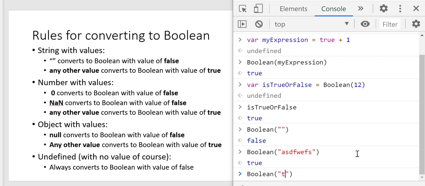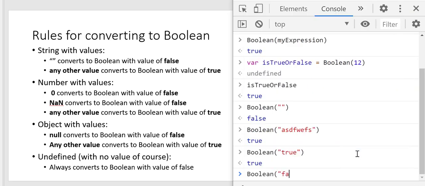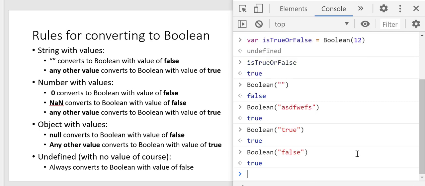Well, that is why the Boolean of true gave us true. What about the Boolean of false? Well, let's look at the rule. Is it an empty string? No. So it's a value other than an empty string, so it should return us the value true. And it does return us the value true. So you have to be careful that you think through the rules to determine if it's going to convert to true or false, rather than making assumptions.